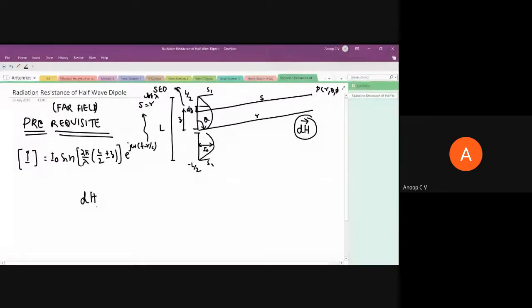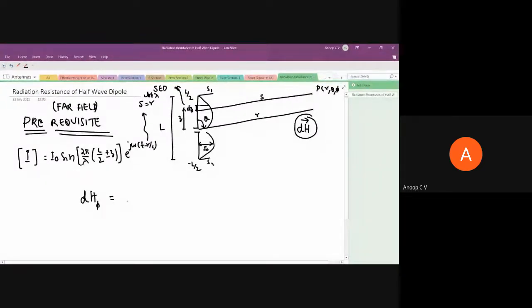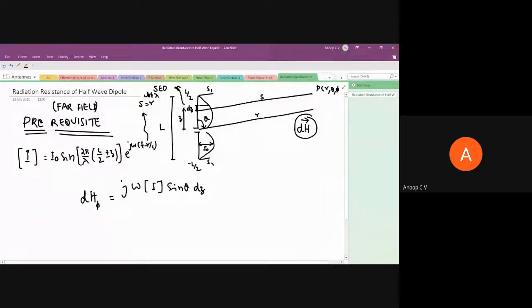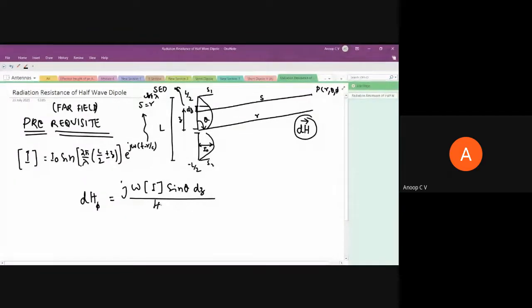This dH, maybe I should call dH phi. Why? Because the magnetic field in the far field is exclusively along the phi direction. It will form a loop around the antenna conductor, and it will propagate. So it will be a big loop along the phi direction. I can write it as j omega I within square bracket, sine theta, and instead of L, I should write dz, divided by 4 pi c r.